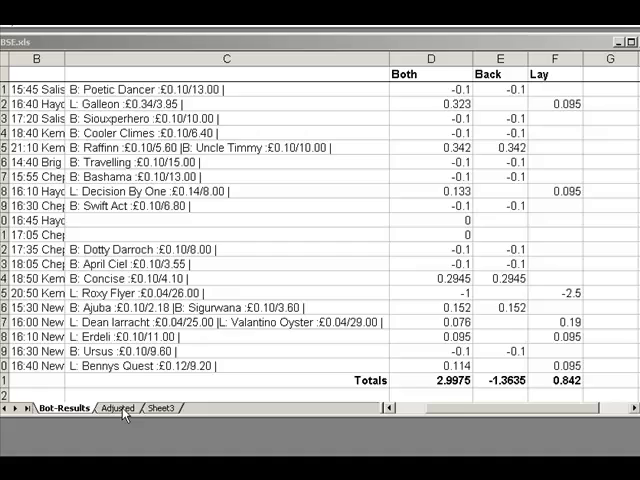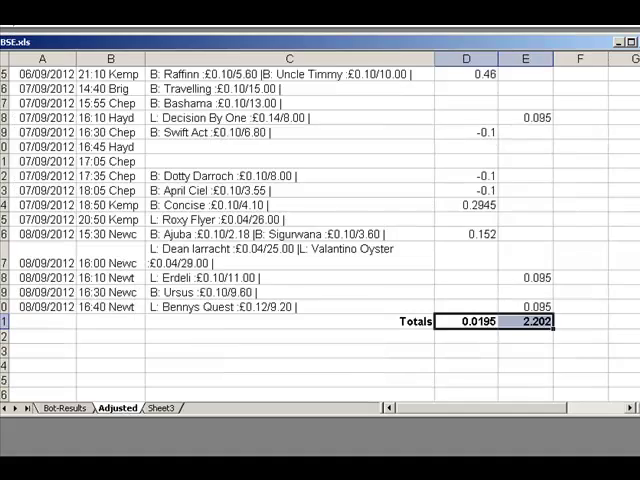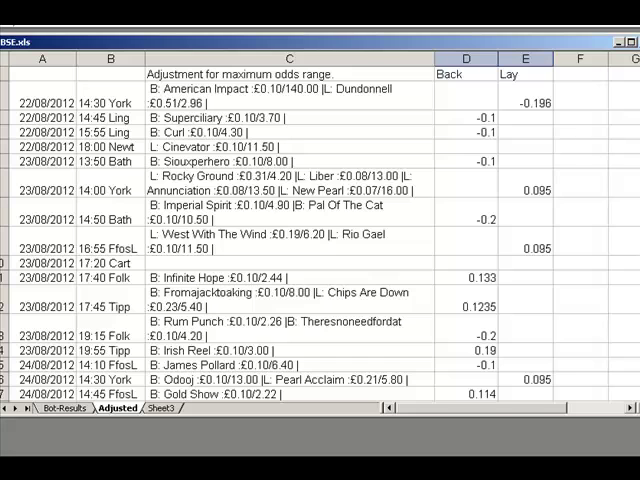So now let's have a look at the adjusted column, or the adjusted spreadsheet. So basically what we've done is taken out any back or lay that goes over the maximum that Michael recommends, which is around 10, I think. So we've taken it out if it's over that. So in this case, the lay was 2.96, but the back was over 10, so we took the back out and left the lay in, and we actually lost 0.196 because that actually won the race.